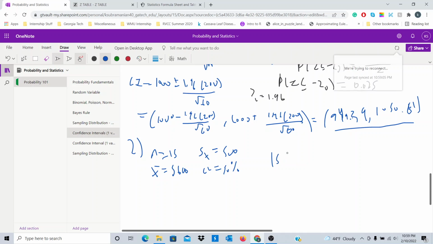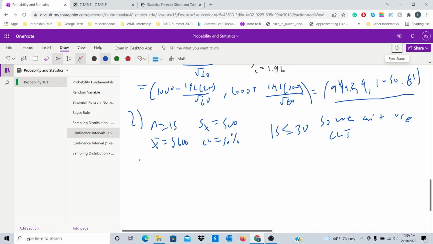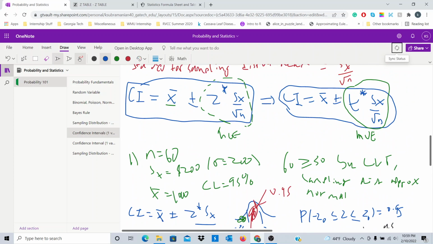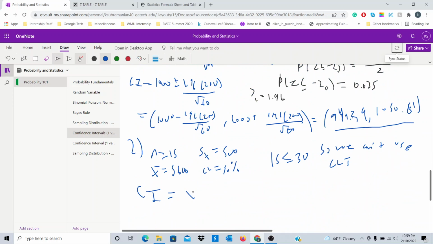Well, we know that 15 is less than or equal to 30. So we cannot use CLT, and we cannot assume normality here. So the sampling distribution is not approximately normal by the CLT. So we're going to use the t distribution. We will be using this model here. So the confidence interval is x bar plus or minus t star s of x over root n.